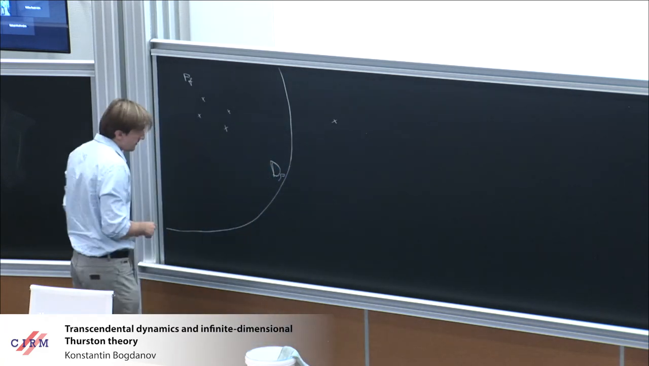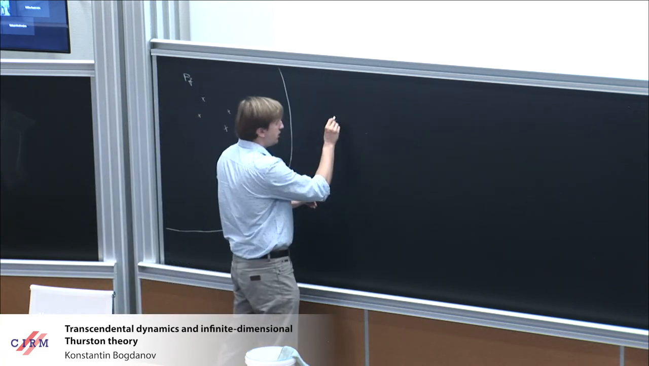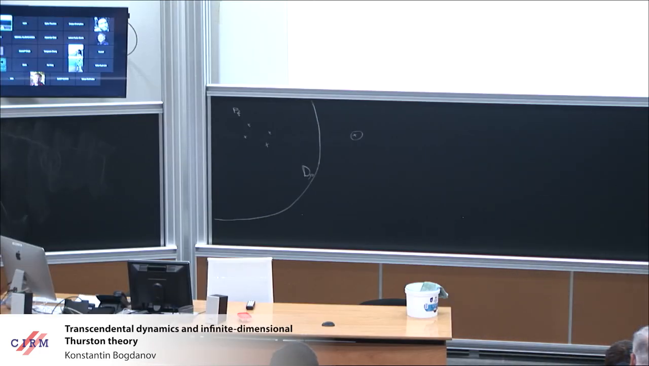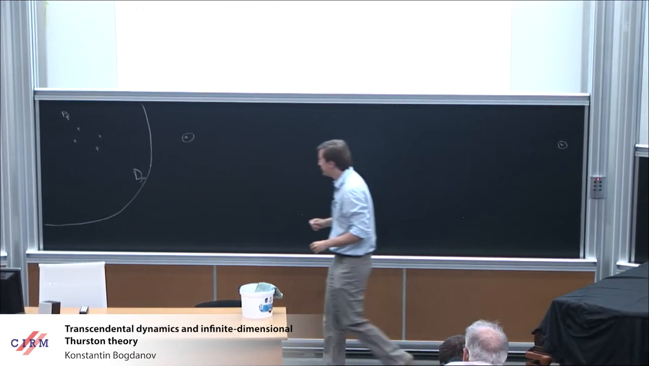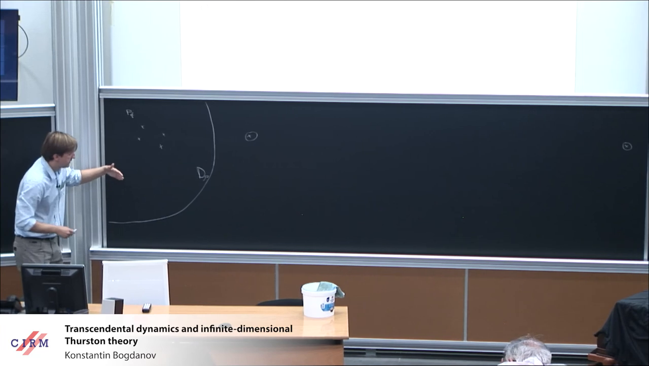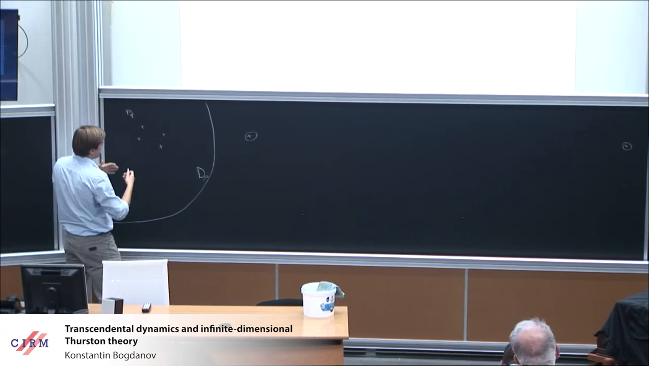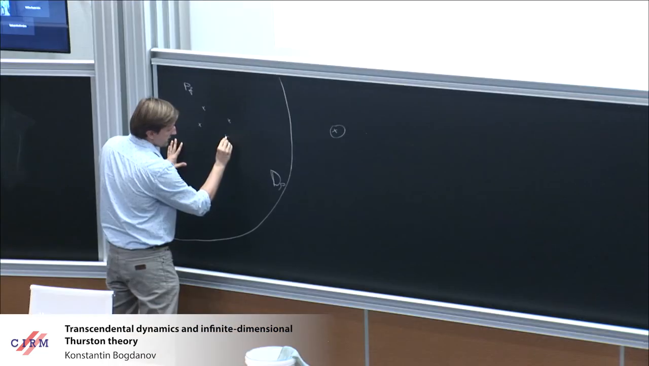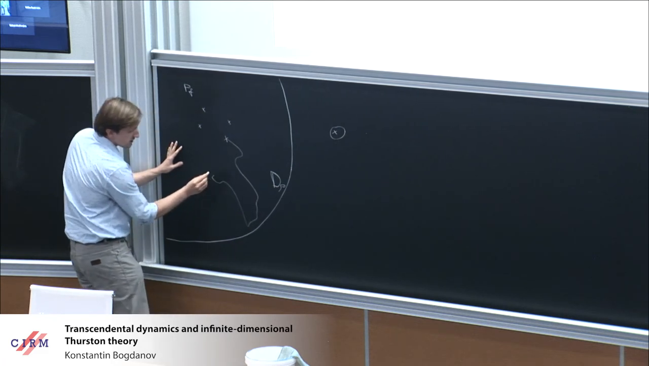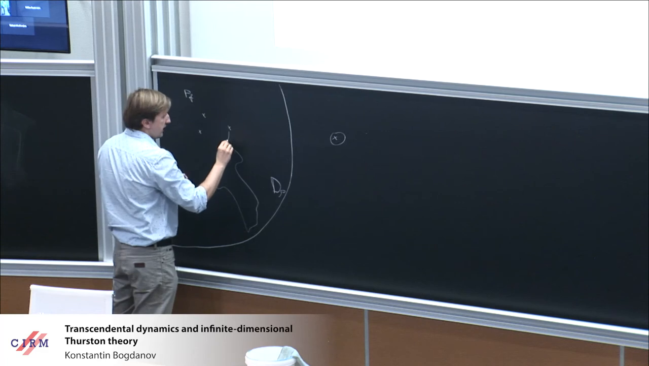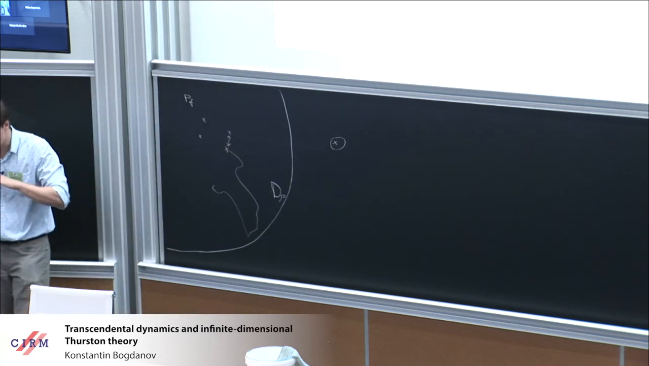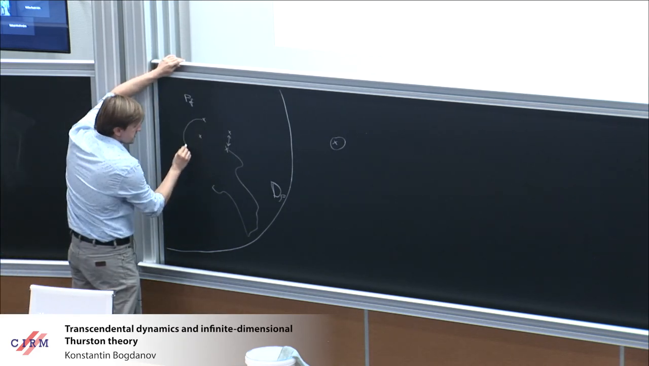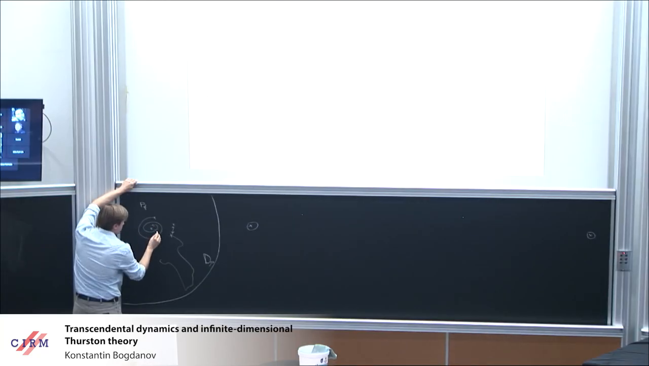And what do we do next? The points that are outside of the rho are allowed to move just in small neighborhoods of themselves, while inside of the rho, the points are allowed to move in the following way. First, they should never leave the rho. Second, they are not allowed to come too close to each other, so there is a positive lower bound between them. And third, they are not allowed to wind too much around each other.